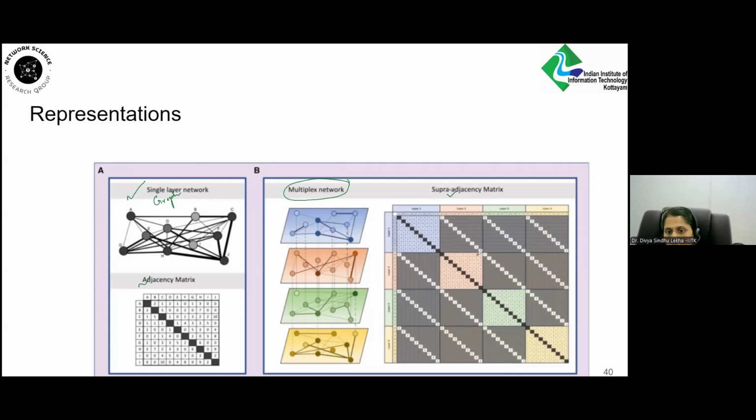This red color, these are intra-layer edges or intra-layer links in this particular red layer, and likewise green and yellow and so on. Whenever there are inter-layer connections, they are shown in this part. This gray part is actually the inter-layer connections. That is shown for easy understanding, this coloring, so that you can easily capture which is represented as which in this supra-adjacency matrix.